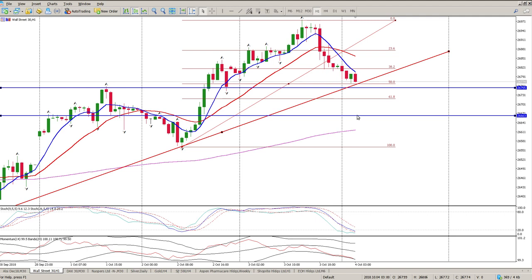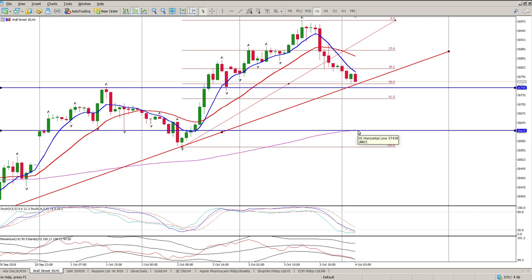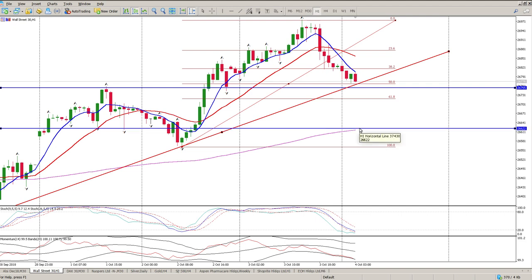So firstly, it's 26,660, and it is 26,615 or 26,600, somewhere around there. And then pretty much where we are at the moment of 26,755. This 26,755 is definitely an area that I'd watch.